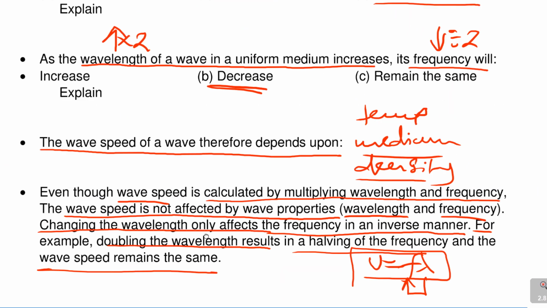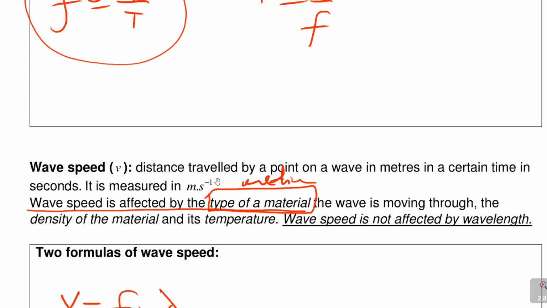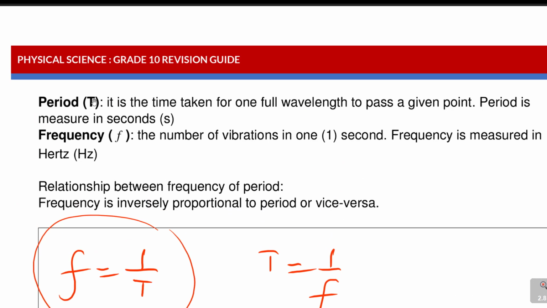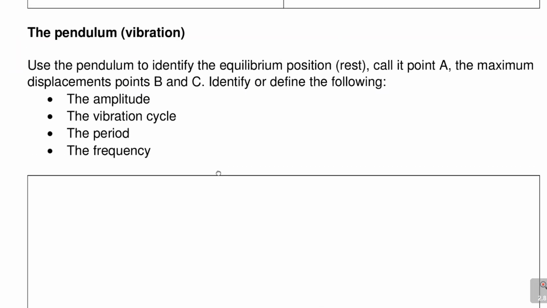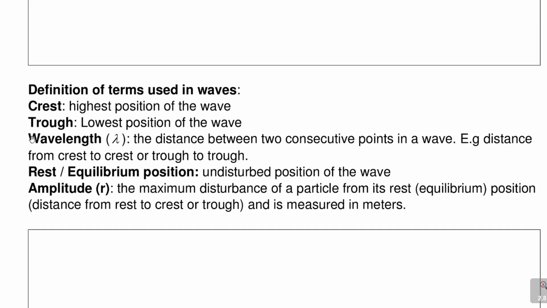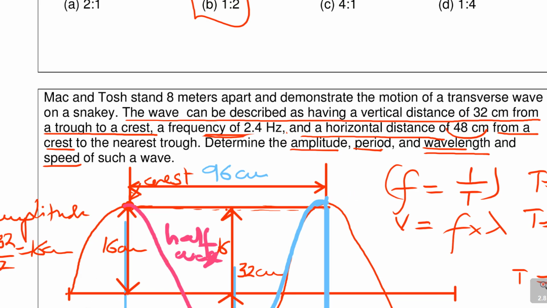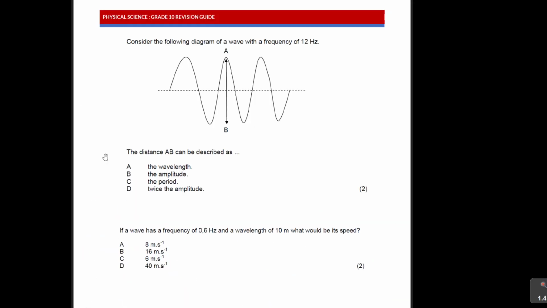We defined some terms: speed of a wave, frequency, period. We looked at the amplitude, the crest, the trough, the wavelength. So we just looked at a few things. That's why I'm saying it's good if you're subscribed or check the previous videos.